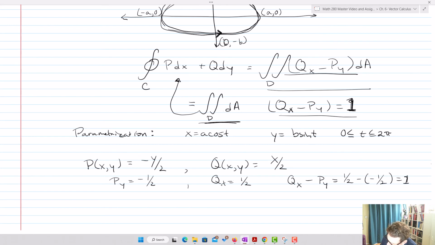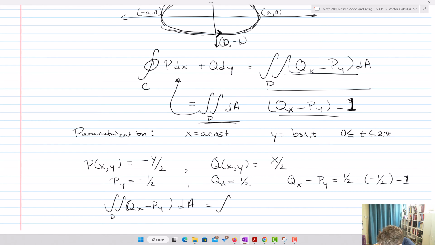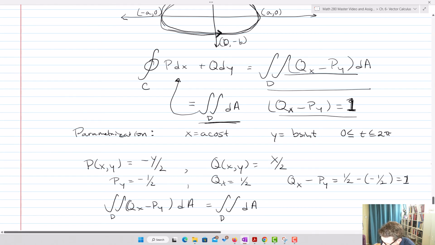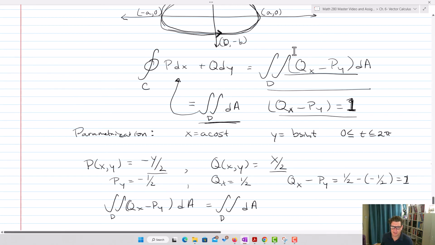What that means is that my double integral over D of Qx minus Py dA is just equal to the area of the region, right? So what we've done by utilizing this force field of negative y over 2 and x over 2 is we've ended up actually creating a function for our area using the line integral.